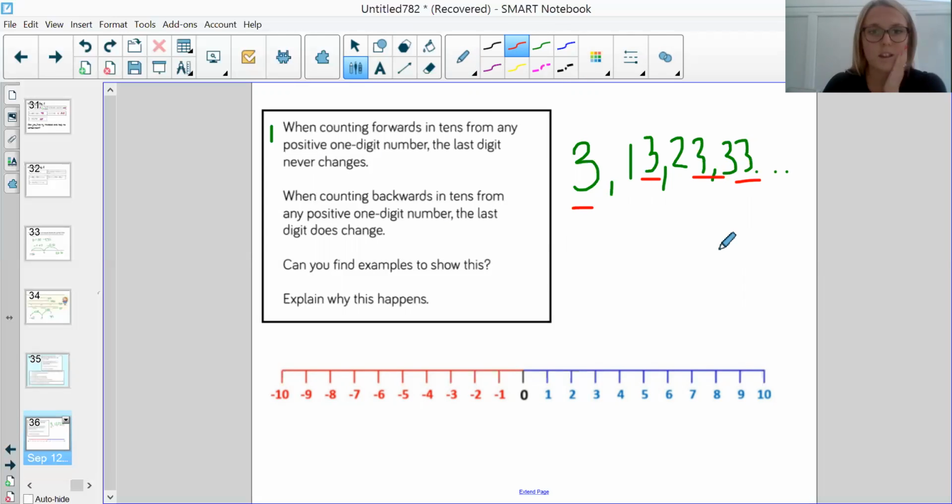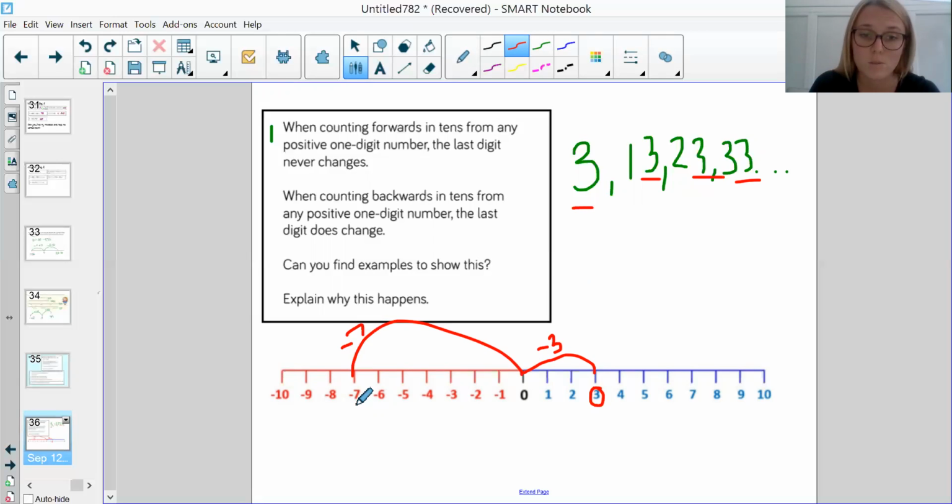Okay, so the last digit in each number doesn't change, it remains the same when we increase by 10. Okay, so the second part of the question says, when counting backwards in tens from any positive one-digit number, the last digit does change. Can you find examples to show this? Okay, so we're going to start with 3 again, but we're going to look at this on my number line. Okay, so I'm going to start at 3 again, but this time we're counting backwards in 10. Okay, so to get to the 0, we would take away 3. Okay, and then out of 10, we've got 7 more to take away, so we would get to -7.